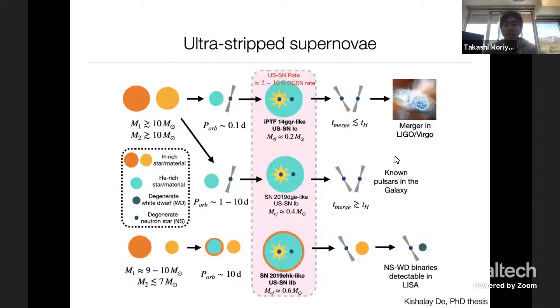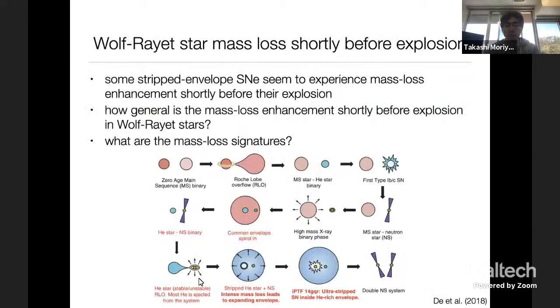in the ultra-stripped supernovae. I took this from his PhD thesis, and we now have several ultra-stripped supernovae identified so far, leading to several different compact binaries. But I believe in most cases we see this signature of late-phase mass loss enhancement happening just before the explosion. So in the case of ultra-stripped supernovae, we clearly see some mass loss enhancement happening, and that's very interesting to investigate more.